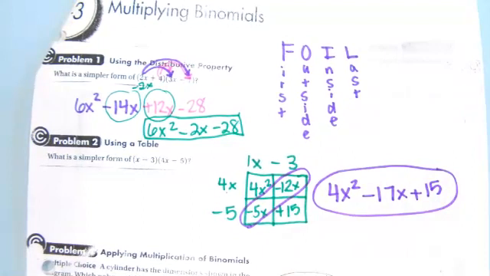So there are two methods. You can use FOIL or you can use the box method. Either one is fine.